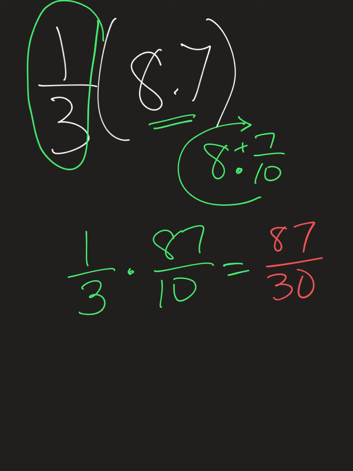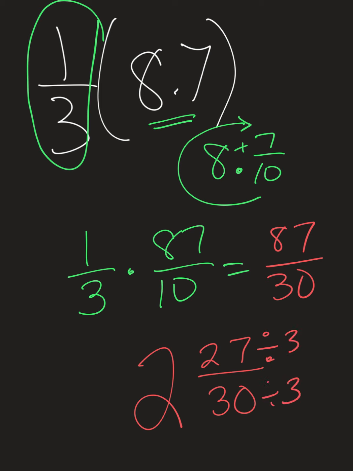Now I can turn this back into a mixed number from an improper fraction. 30 goes into 87 exactly twice, and then we still have 27 left over out of the 30. I apologize, this can be simplified. So 27 divided by 30, I can divide both of these by 3. 27 divided by 3 is 9, and 30 divided by 3 is 10, so I have 2 and 9/10.